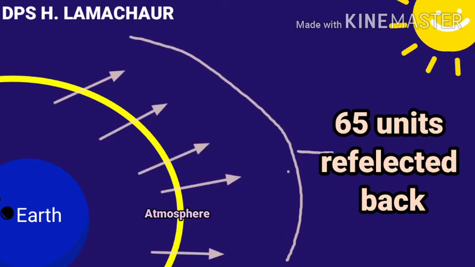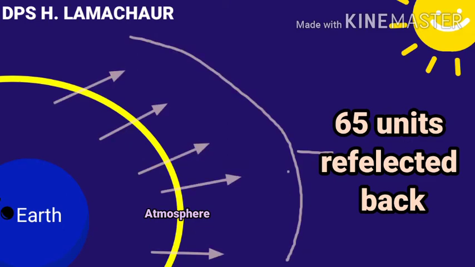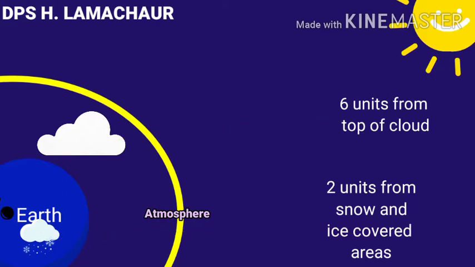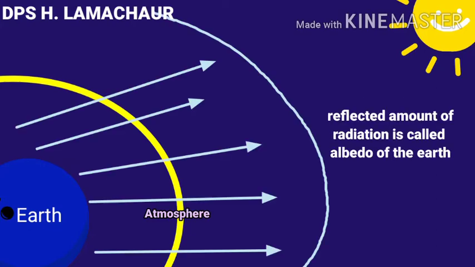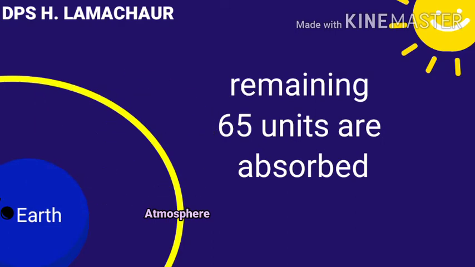Approximately 35 units are reflected back to space even before reaching the Earth's surface, as you can see in this video. Of these, 27 units are reflected back from the top of clouds and 2 units from the snow and ice covered areas of the earth. The reflected amount of radiation is also known as the albedo of the earth, or we can say the reflection of the earth. The remaining 65 units are absorbed, 14 units within the atmosphere and 51 units by the earth's surface.